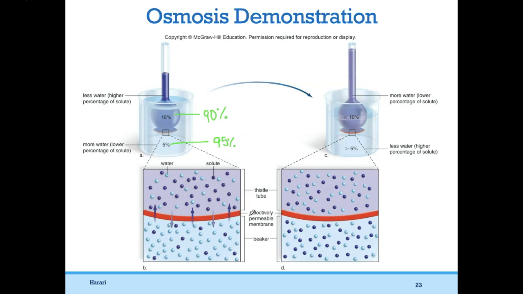So here in the example, it's osmosis. Water's going from high concentration, 95%, to low concentration. Right, so that's where that water is going from high concentration to low concentration, and that's what explains the increase in volume of the Thistle Tube.